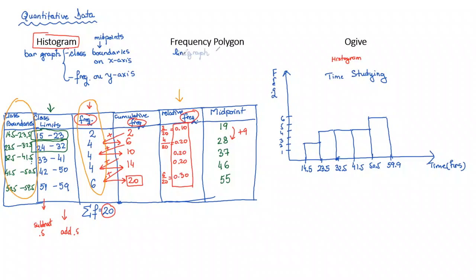This is a line graph. On the x-axis, we have to put the midpoints. So right here, we do not have a choice, just the midpoints. On the y-axis, we use the frequency. And also, this bar should be anchored because a polygon is a closed shape. So this is what I'm going to do.